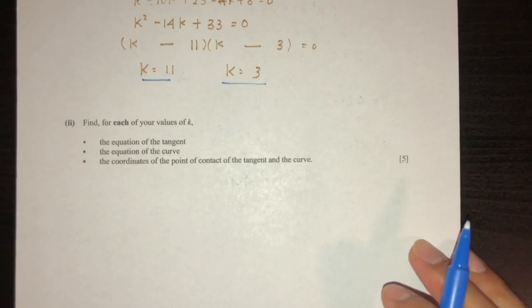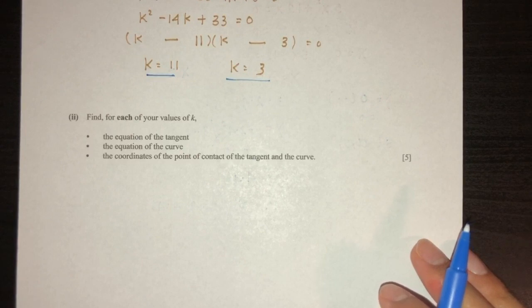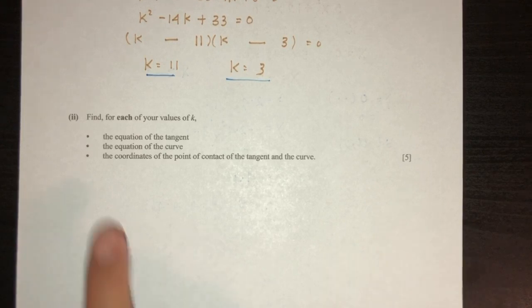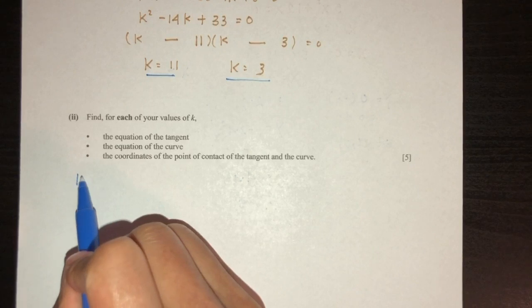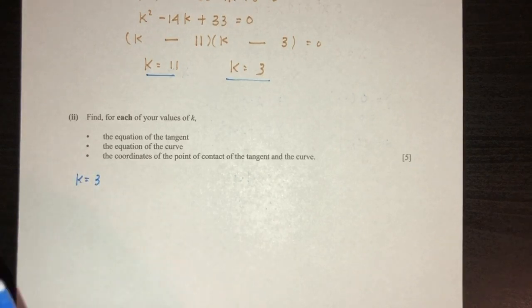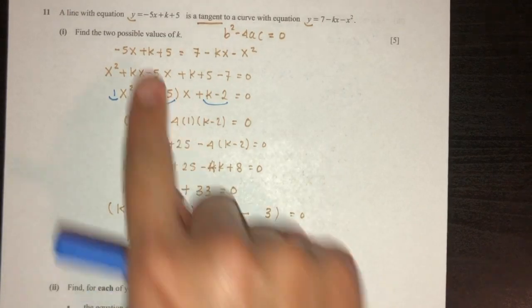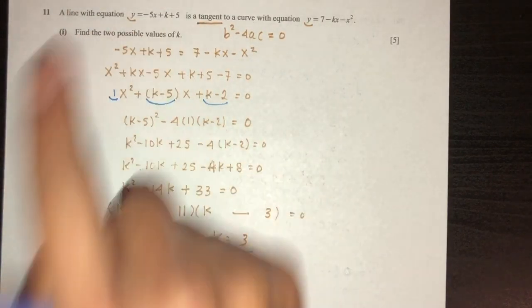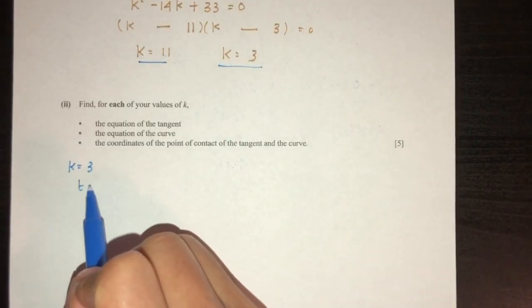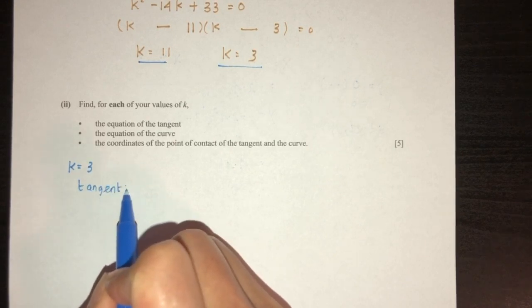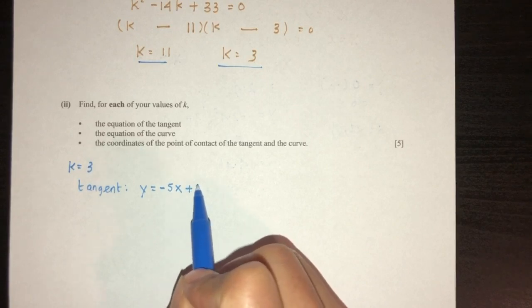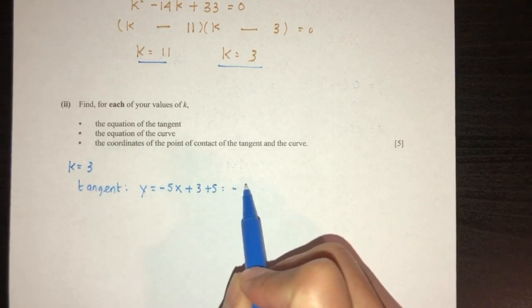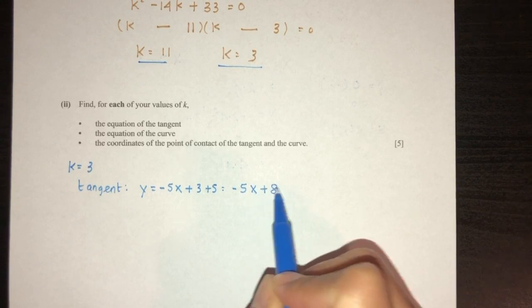Now moving on to part 2. For each value of k, find the equation of the tangent, equation of the curve, and the coordinates of the point of contact of the curve and tangent. Pretty easy. So when k is equal to, let's say, 3, equation of tangent was the line. You can see a line is a tangent, so this one is your tangent. So tangent was equal to y equal to minus 5x plus 3 plus 5, which was minus 5x plus 8. That will be your tangent.